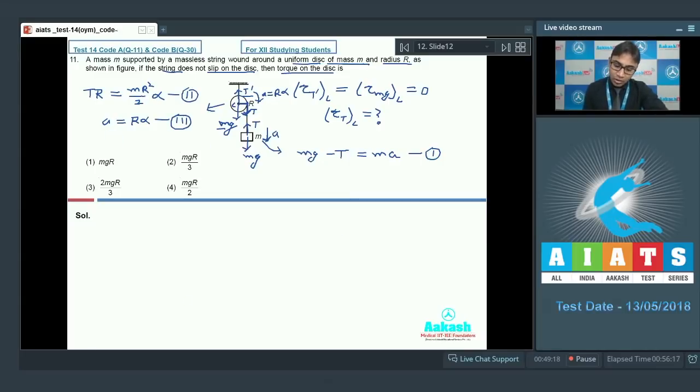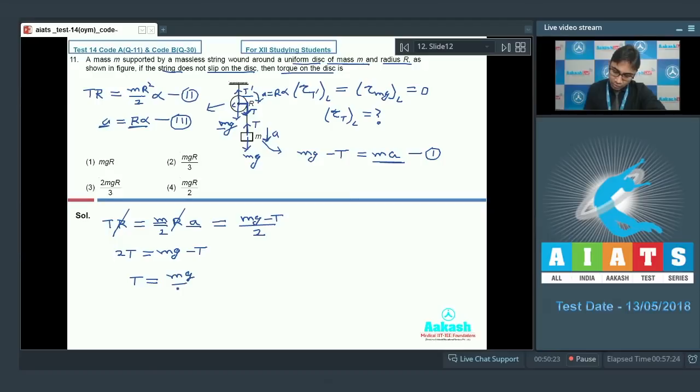If I solve these equations, let's put the value of a equal to r alpha in equation 2. We will get Tr equal to m by 2 into ra. Since both sides have r, the r will cancel out. And what is the value of ma? We know the value of ma is mg minus T. So we will get (mg minus T) by 2. If I solve it, we will get 2T equal to mg minus T. So that means T will be equal to mg by 3. That is the tension in the string.